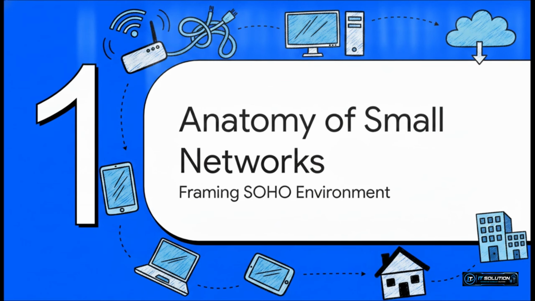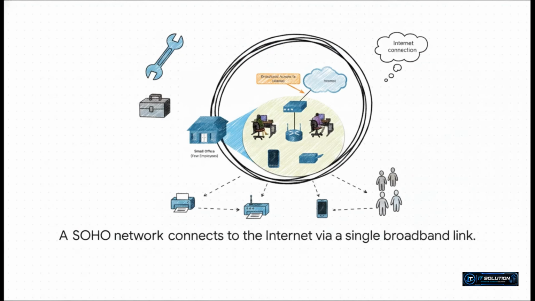Let's start with Section 1, Anatomy of Small Networks, Framing the SOHO Environment. Okay, take a look at this setup. This is your classic small office, home office, or SOHO network. It's completely grounded in reality. You've typically got a single wide area network connection, and the whole thing is managed by a local IT tech.